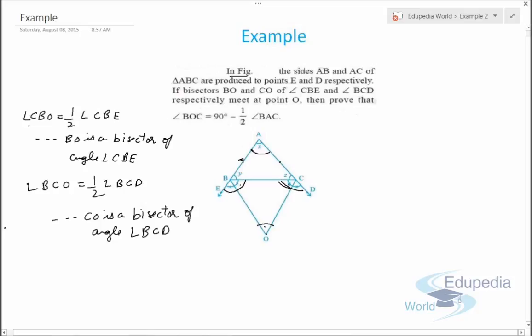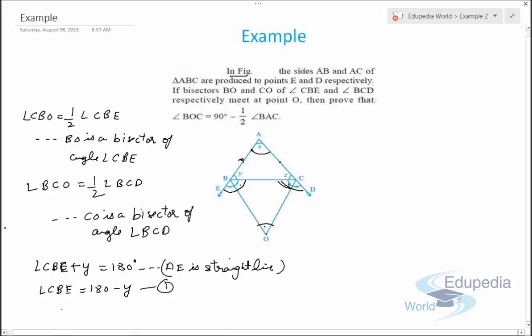Now let's see how we can write CBO. Angle CBE plus Y will be equal to 180 degrees. Why? Because AE is a straight line, right? So we can write angle CBE equals 180 minus Y. Let it be the first equation. Similarly, we can write angle BCD plus Z equals 180 degrees. Why? Because AD is a straight line. So we can write angle BCD is 180 minus Z, let it be 2.